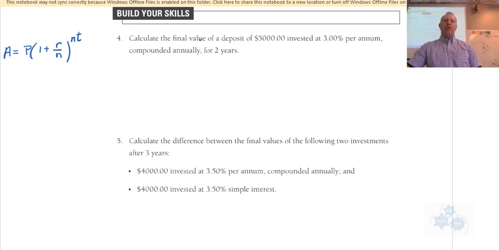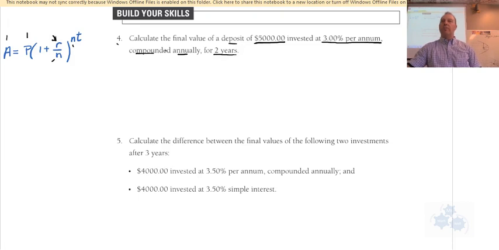All right, so number 4 says calculate the final value of a deposit of $5,000. So which one is 5,000 of all of these letters here? R, N, T, I didn't talk about T, but that's the term, the number of years. A or P, which one is 5,000? It's P, exactly, very good. So it's a deposit, so that's your original amount. Invested at 3% per annum or per year. So 3%, that's going to be R as a decimal, we're going to put it there. And it's compounded annually for 2 years.